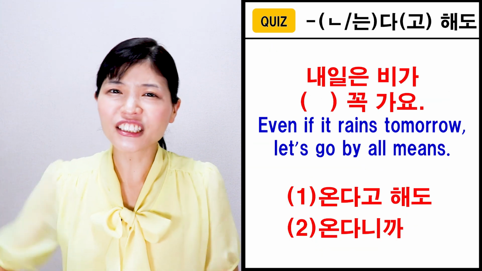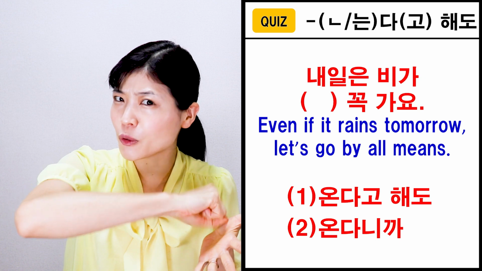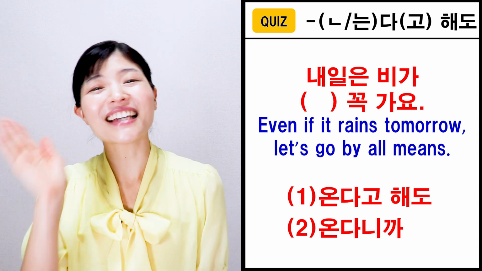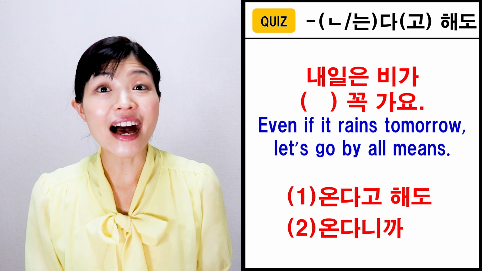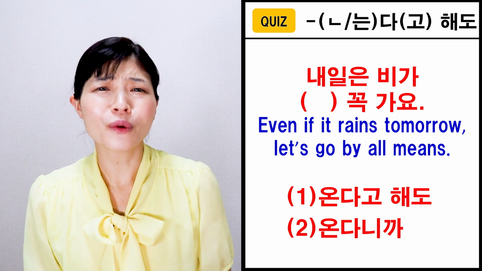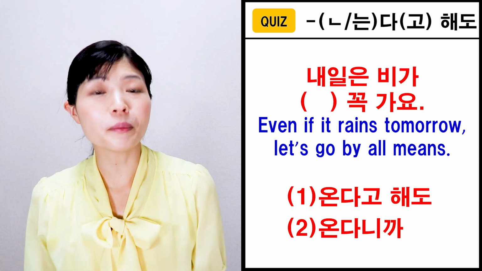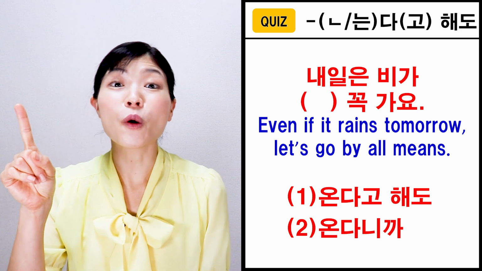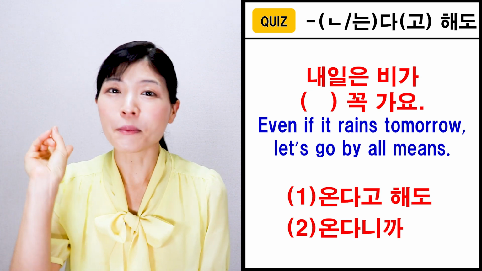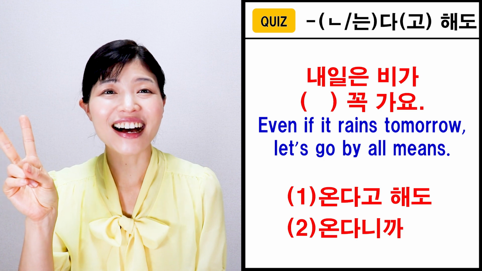Quizzes! Then let's deepen our understanding with some quizzes. Which one is the correct answer? 내일은 비가 곧 가요. Even if it rains tomorrow, let's go by all means. Number 1, 온다고 해도. Number 2, 온다니까.